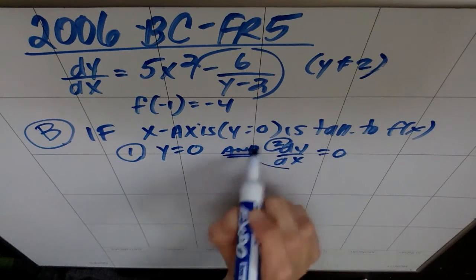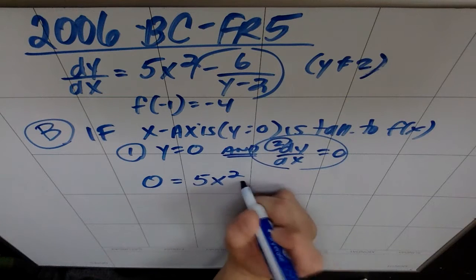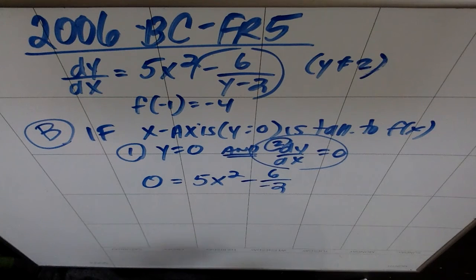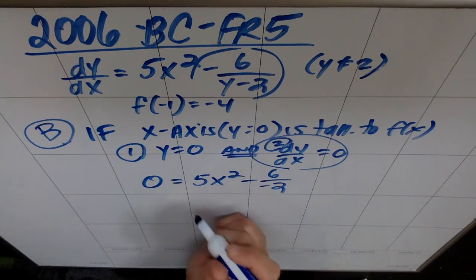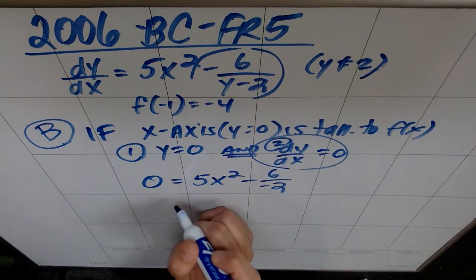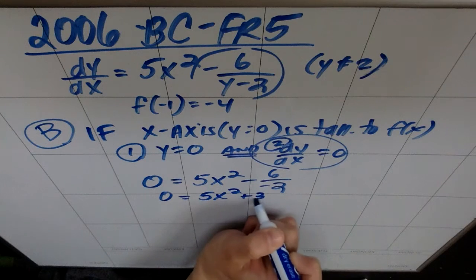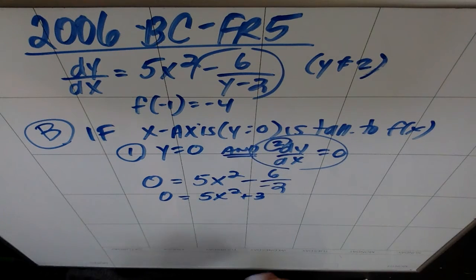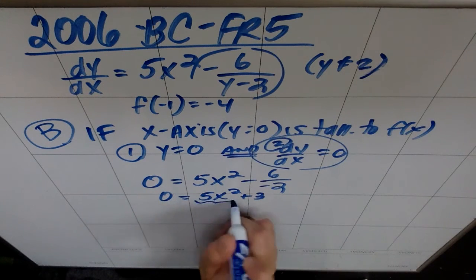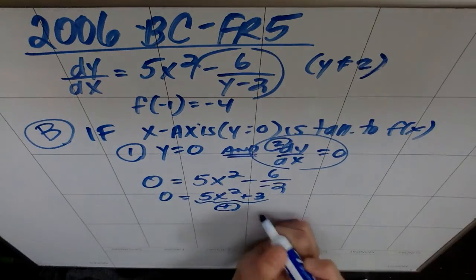So let's try this. If I plug in dy/dx is 0, I'd get 0 equals (5x squared minus 6) over negative 2. So this becomes a positive 3, and I end up getting 0 equals 5x squared plus 3. That's never ever going to happen. The reason is that 5x squared plus 3 is always positive, this thing is greater than 0.